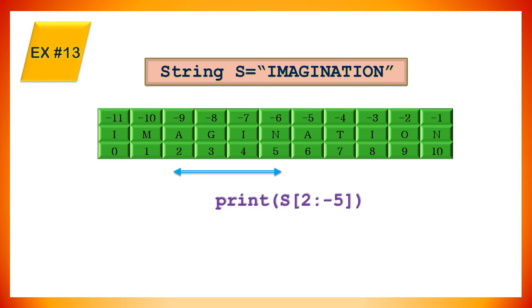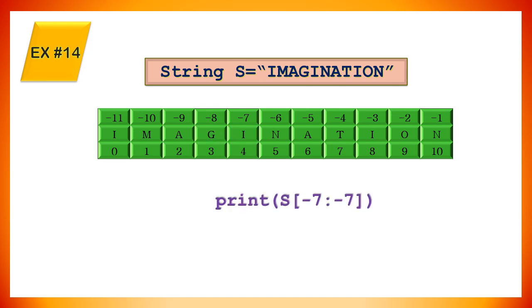Or we can think in another way, minus 5 is represented as index 6 in forward indexing. So 6 minus 1 is 5. So 2 to 5, all the indexes in between 2 to 5 will be generated, and as present here, AGIN will be extracted and shown in the output.